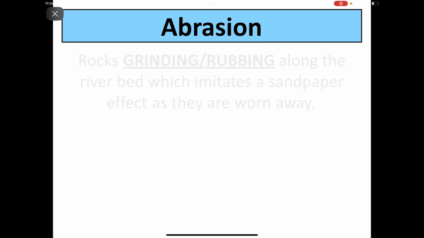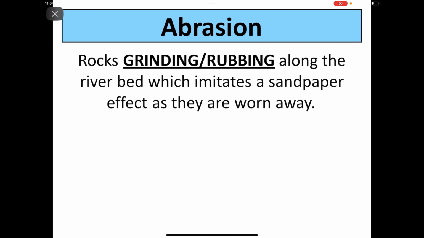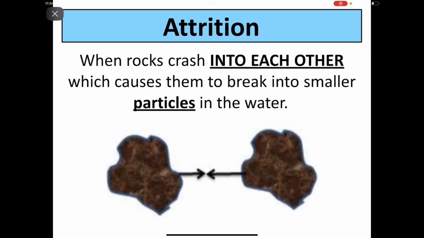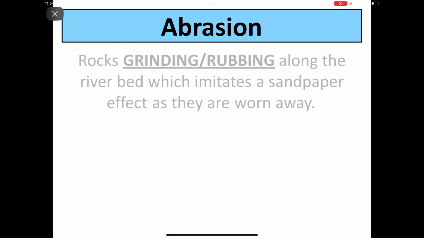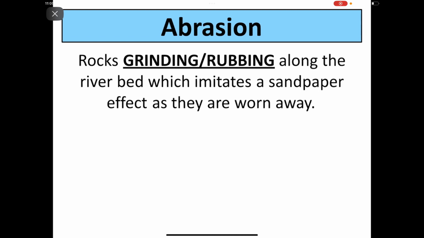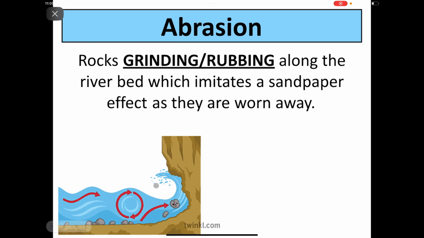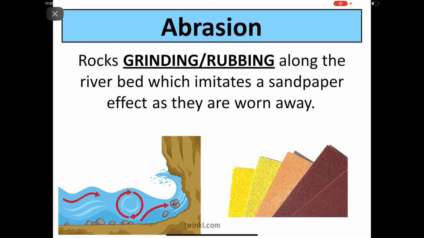Then we're going to look at abrasion, which is the rocks grinding or rubbing against the riverbed. This is different to attrition, because attrition is when the rocks crash into each other, and usually they are a bit bigger and they crash into each other and split apart. But with abrasion, this is when it's rubbing against the riverbed. You can see it in this picture, through the turbulence of the water. It's moving the rocks around and around and around, and they're being rubbed against the bed. This is a bit like sandpaper. When you rub something with sandpaper, it gets smaller, doesn't it? Or it gets smoother. So think of it a bit like that.